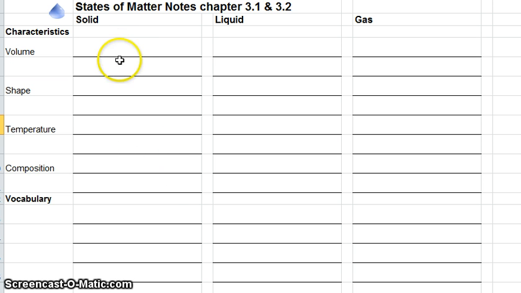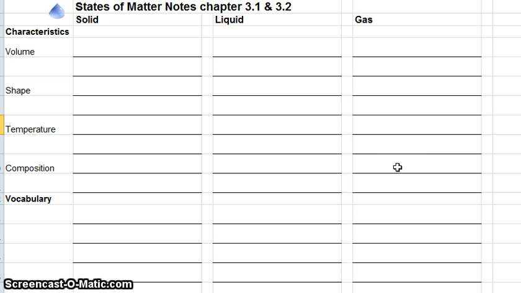So we've got volume. That describes how much space or what kind of space your matter is going to take up. The shape, so how flexible is that shape? The temperature, and depending upon the type of matter, water is going to have a different temperature as a solid than, let's say, mercury. And composition, what is it actually made up of? You're going to have a chance to compare those between solid, liquid, and gas.